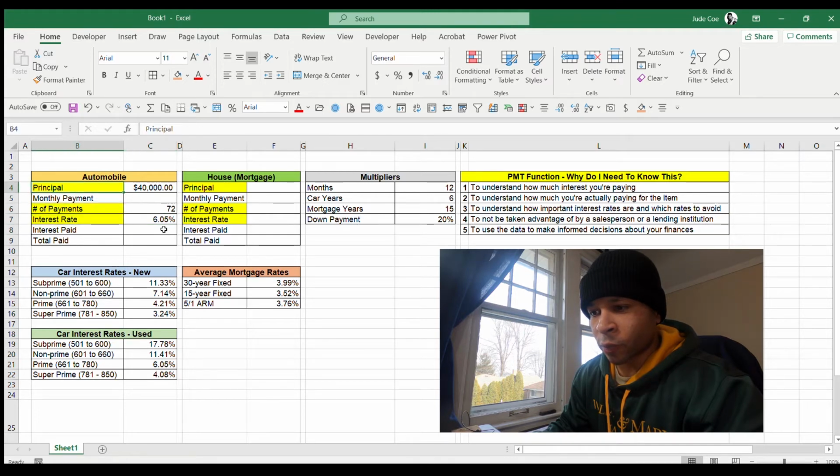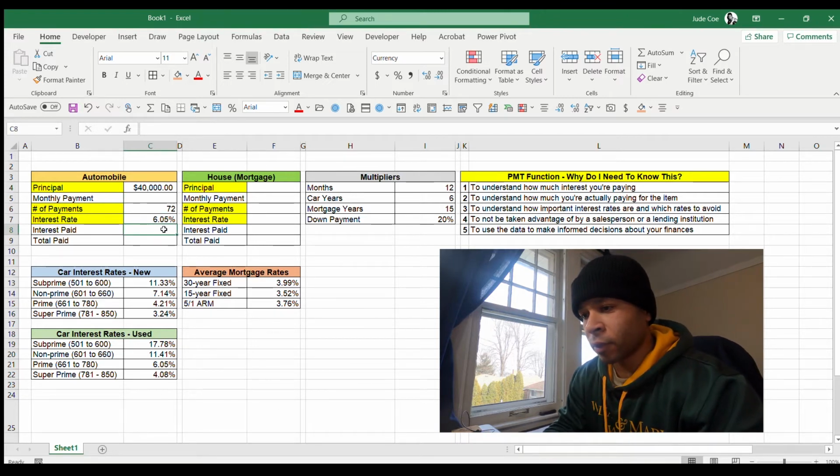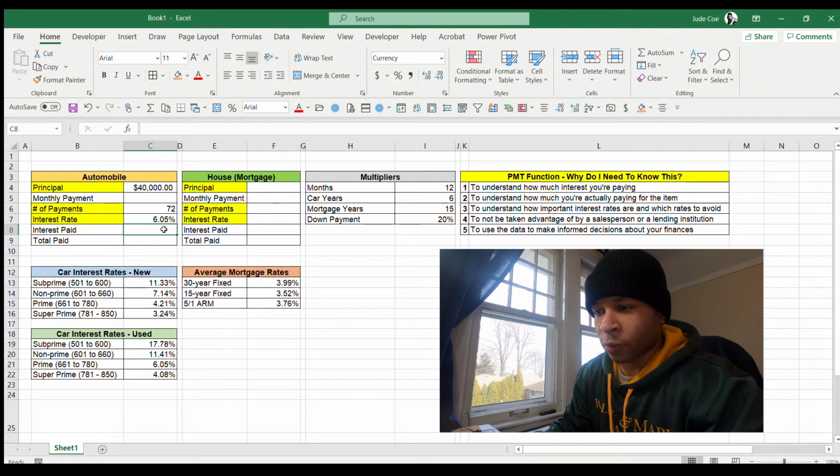Okay, now we filled out all of our yellow tabs. So what that means is we're ready to use the payment function. And we're going to use the payment function to figure out what our monthly payment is going to be, which will then feed us the total amount that we're going to pay over the loan, the principal plus the interest, and then we're going to subtract the total paid minus the principal, and that'll give us the interest paid. So we're going to see exactly how much we're going to pay in interest, in the total that we're really going to be paying for this car. We're not going to be paying $40,000 for this car. We're going to be paying a lot more than that, but not much more than that, because 6% is not a bad interest rate.